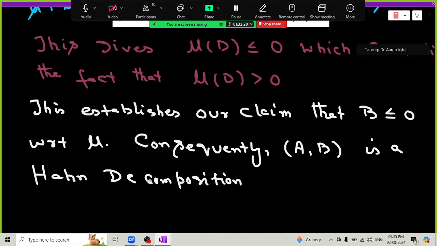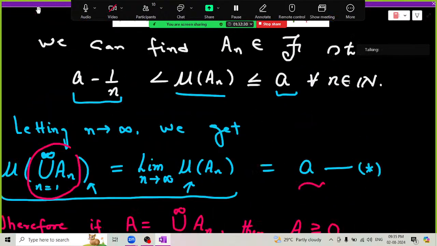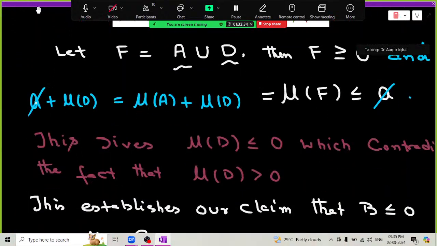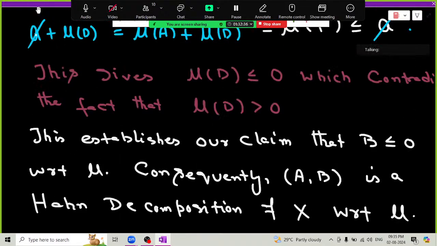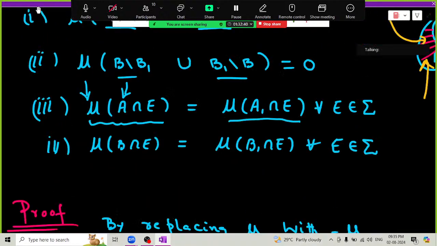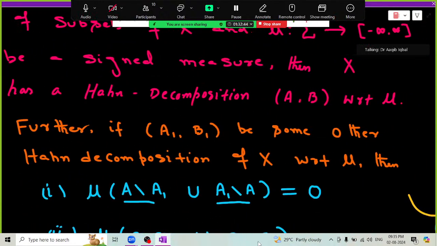It's a Hahn decomposition of X with respect to the signed measure mu. That proves the existence of a Hahn decomposition. So given a signed measure mu, you can always come up with a Hahn decomposition. So this settles the first part of the theorem, the existence part. X has a Hahn decomposition A, B.